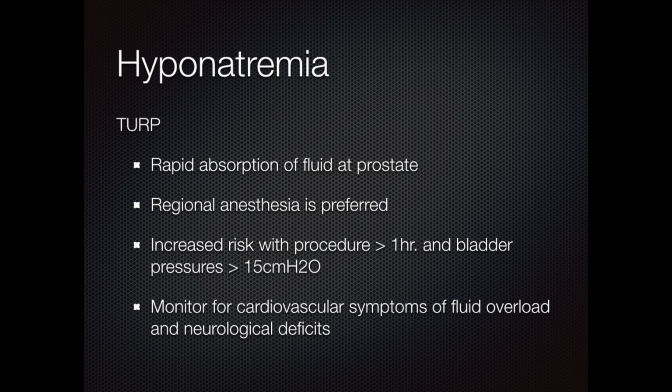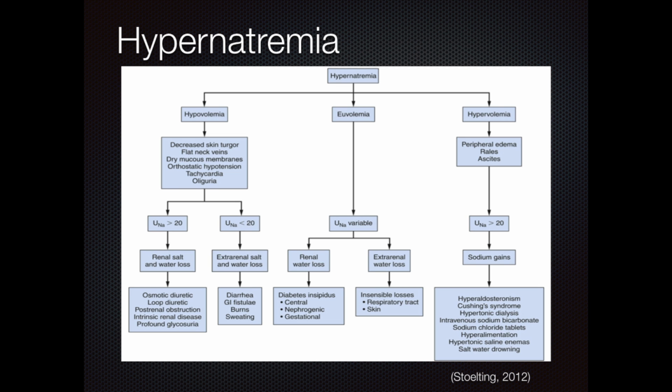TURP syndrome is more likely to occur with procedures lasting greater than an hour and bladder pressures exceeding 15 centimeters of water. TURP syndrome presents as cardiovascular symptoms of fluid overload and neurological deficits. Hypernatremia is not as common as hyponatremia because the body is very well adapted to respond to hypertonic states via the vasopressin thirst mechanism.